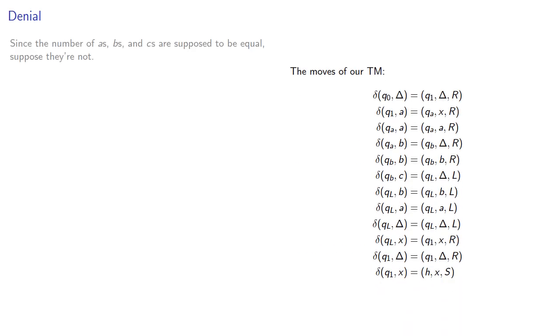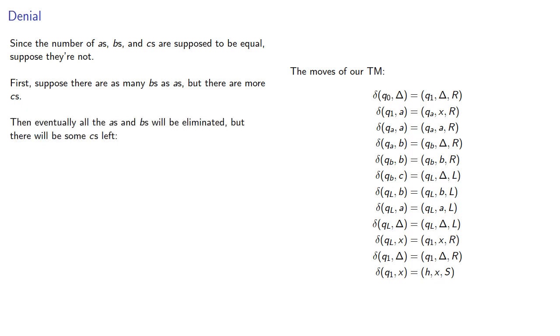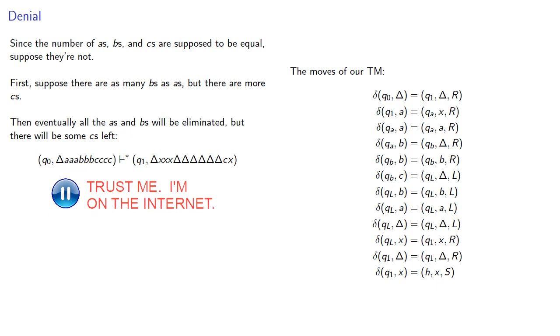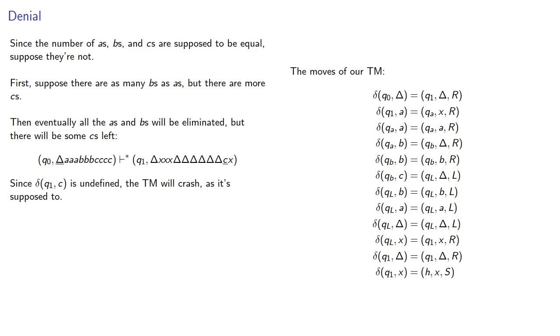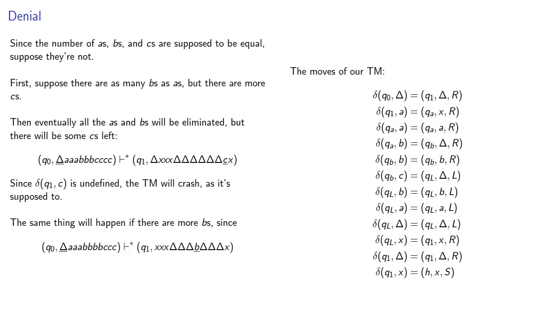Since the number of A's, B's, and C's are supposed to be equal, let's suppose they're not. First, suppose there are as many B's as A's, but there are more C's. Then eventually all the A's and B's will be eliminated, but there will be some C's left. So we might start with a string like this, and eventually derive a configuration like this. Since delta(Q1, C) is undefined, the Turing machine will crash, as it's supposed to. The same thing is going to happen if there are more B's, since we'll eventually arrive at a configuration like this, and again, delta(Q1, B) is undefined.